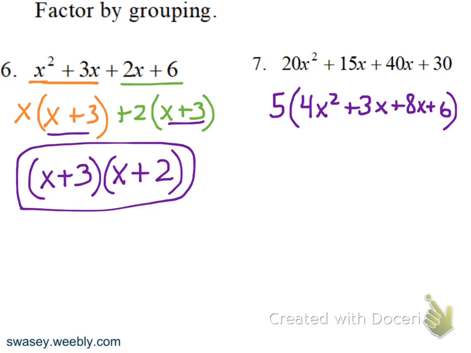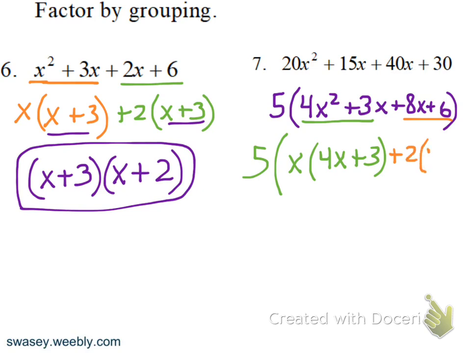Now we'll factor by grouping. We'll group the first two together and the last two together. Greatest common factor of the first two terms is x. We're left with 4x plus 3 when we divide them each by x. And then for the last two terms, we have a common factor of 2. And we're left with 4x plus 3.